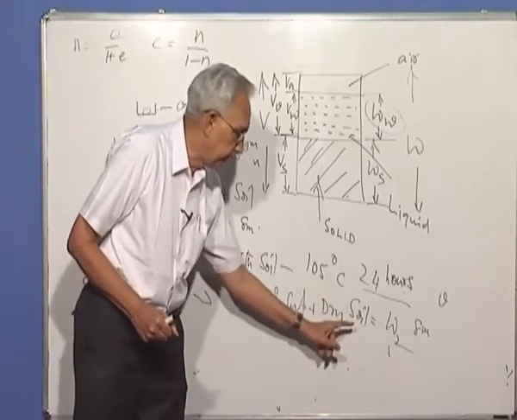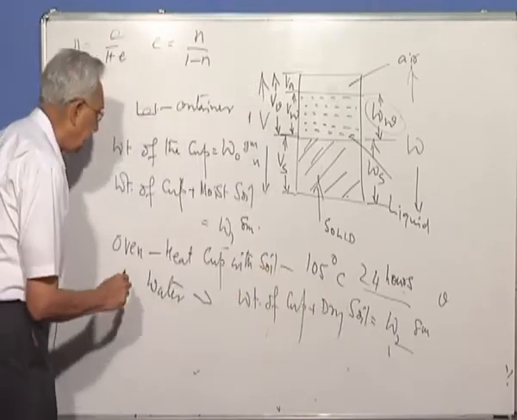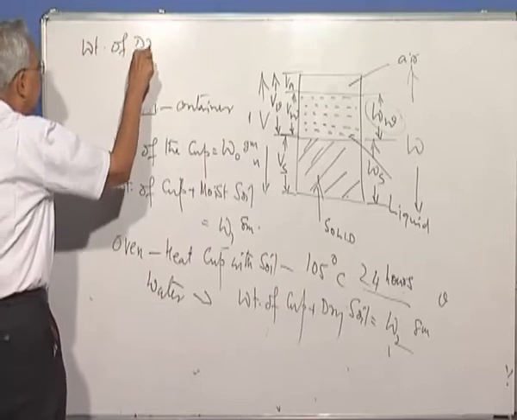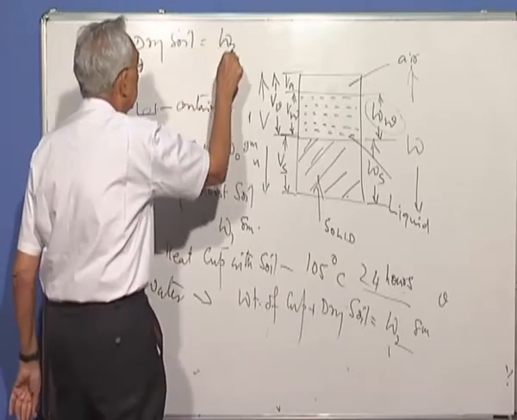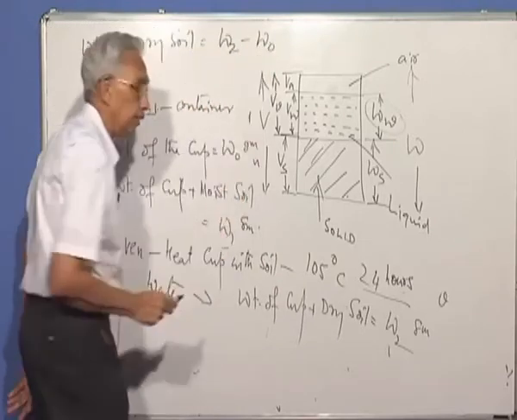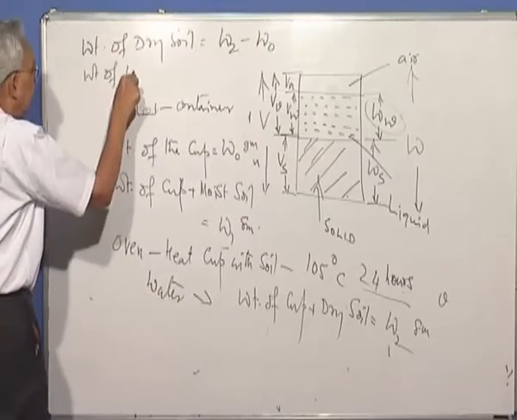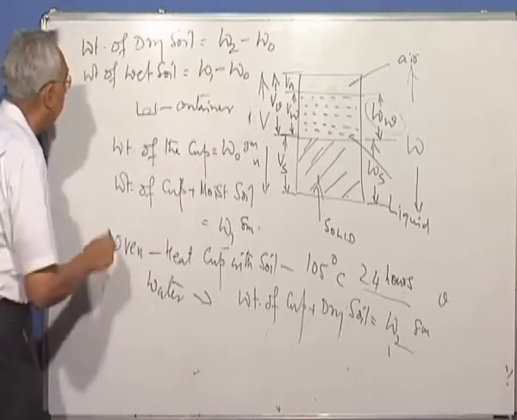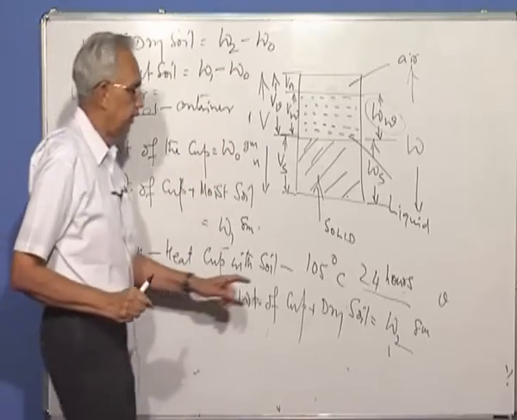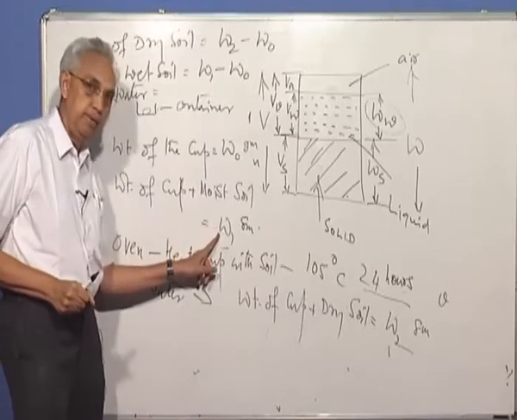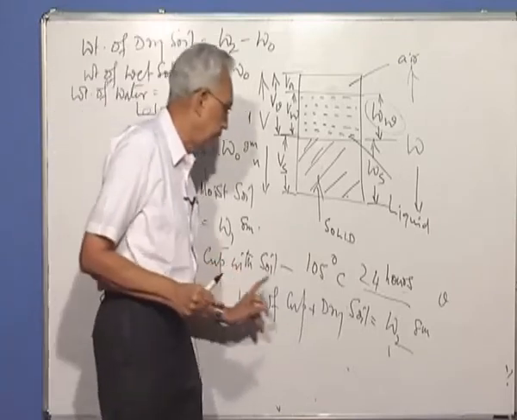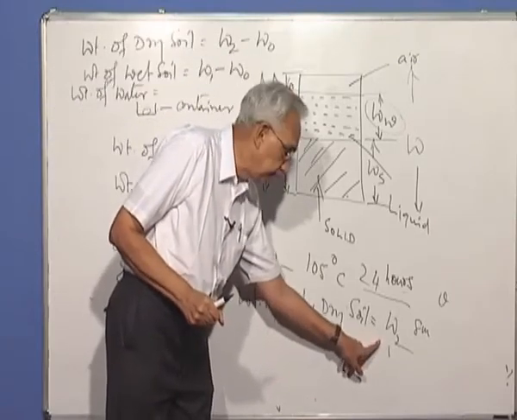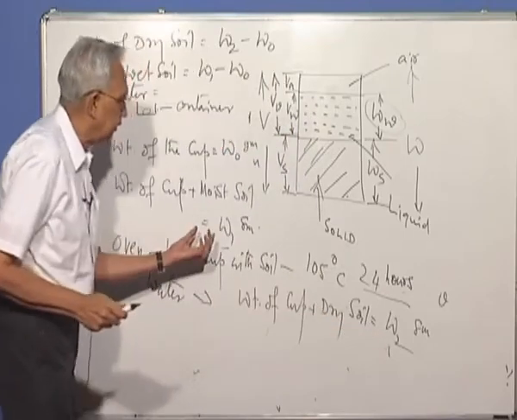Weight of the cup and dry soil is W2, so can I say weight of dry soil is equal to W2 minus W0, whereas weight of wet soil is equal to W1 minus W0. What will be the weight of water? If I take the difference of W1, weight of cup and moist soil, and subtract W2, the weight of cup and dry soil, will I not get the weight of water?